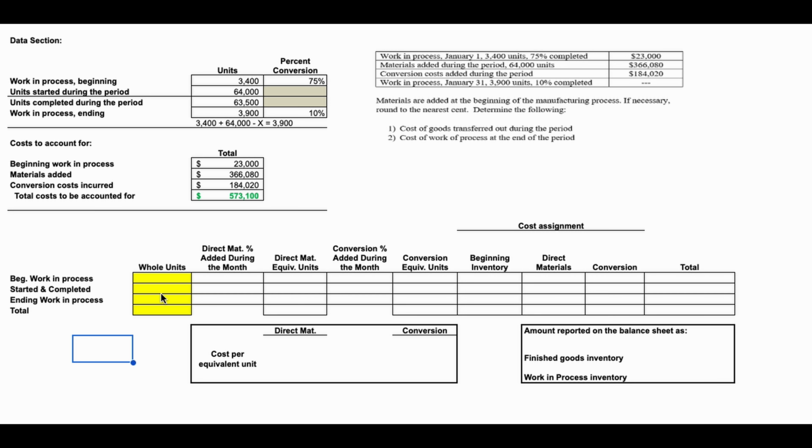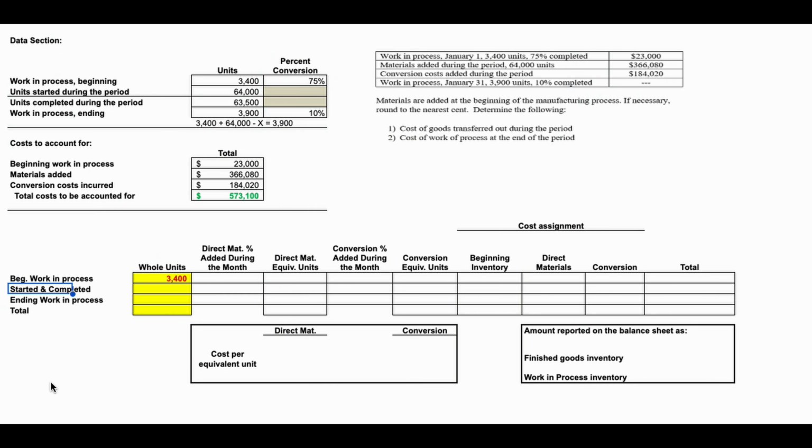The reason being is I want to make sure I differentiate for myself where are my whole units. The whole units are being pulled from the top part of the problem. So my beginning work in process is the 3,400 units. Now this one, we see it's asking us for our started and completed. So I have to remember I need to use one of those two methods we talked about earlier. I'm choosing to use the units started minus ending inventory.